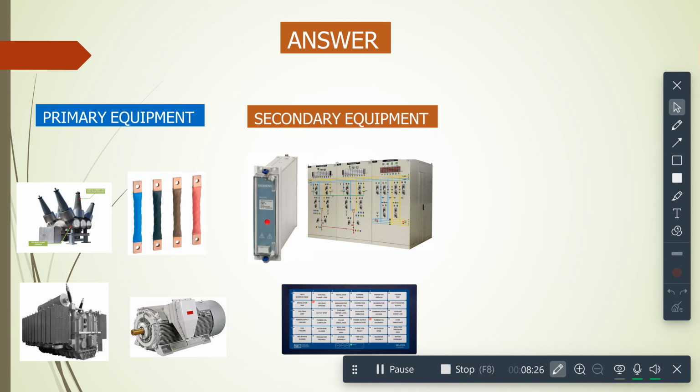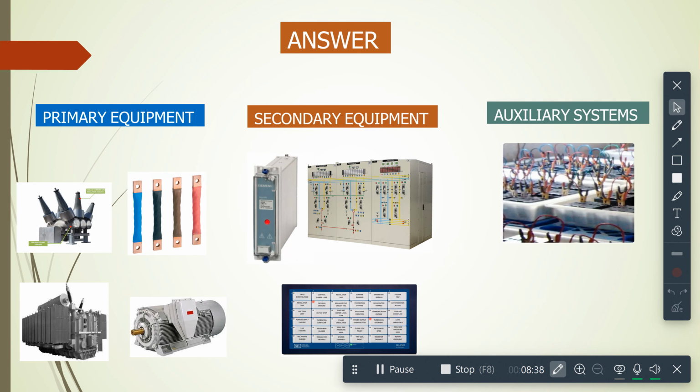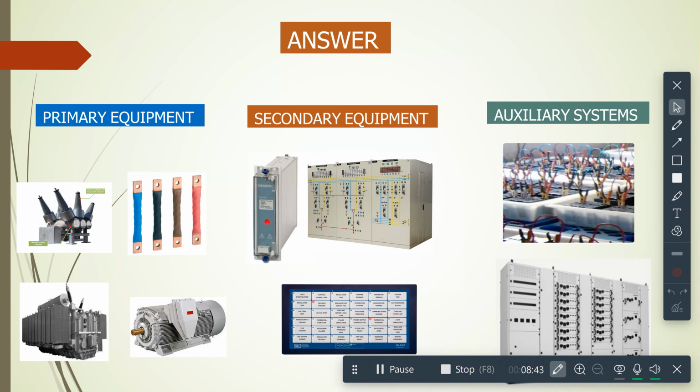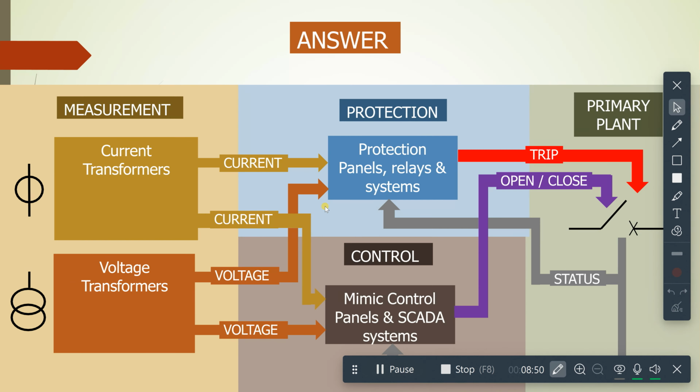Finally, we have the auxiliary system, which includes the batteries and the auxiliary system that controls the battery system. So if you see, we have the three sections: the measurement section, then the protection section, and the primary plant. So I was telling you about the control system.